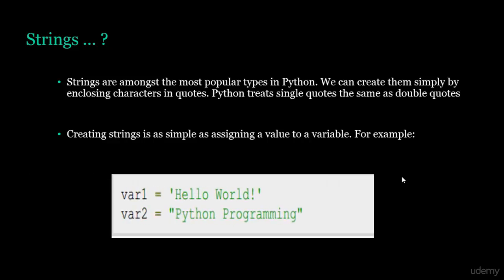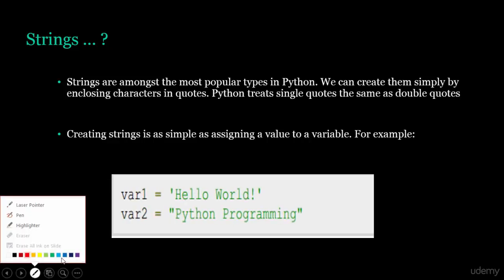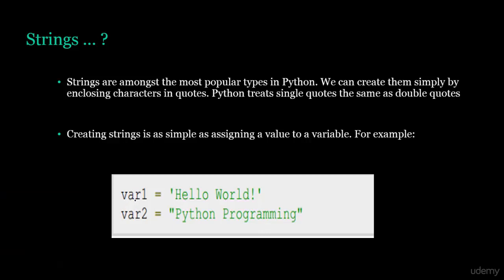Let's see an example. Here, I type var1, this is our variable name, equal to 'hello world', and this is var2, our variable name, equal to "Python programming". This is a single quote here, and this is a double quote. Remember, Python treats single quotes the same as double quotes. Okay?